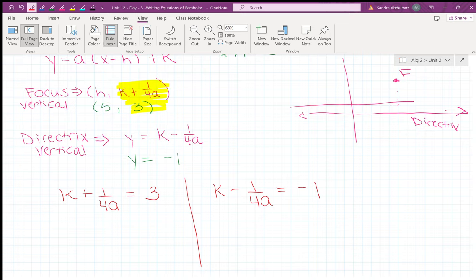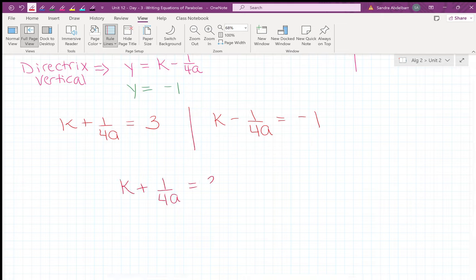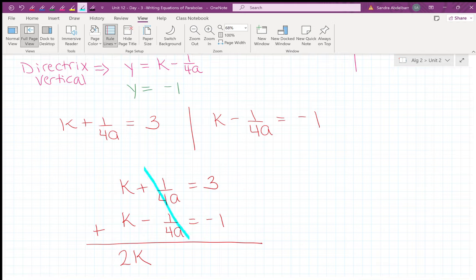So I'm going to stack these two equations. I have k plus 1 over 4a equals 3, and k minus 1 over 4a equals negative 1. Now, when I add these two equations, k plus k is 2k. What is a positive 1 over 4a and a negative 1 over 4a? They cancel. And then I'm left with 3 minus 1, which is 2. So k is equal to 1.